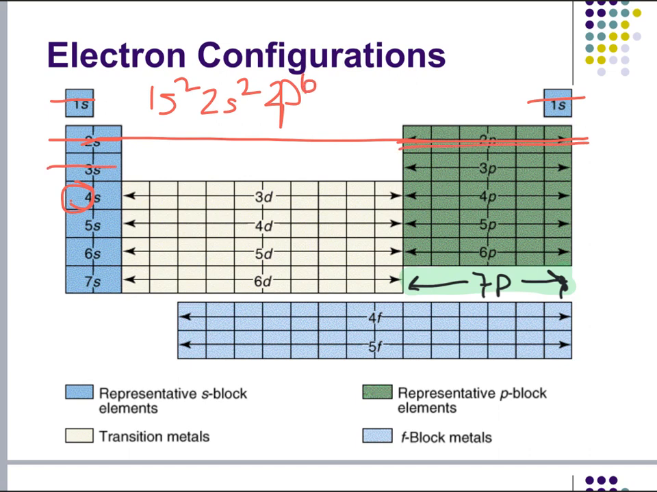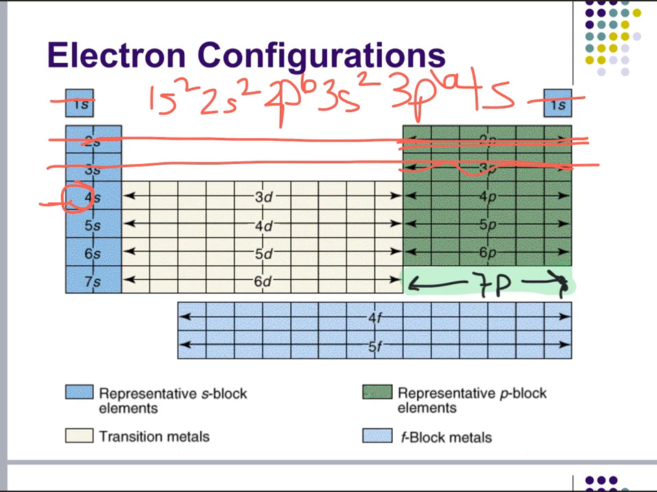Next row starts at 3s and I'm going through both of the boxes. Then I go across. Next is 3p, going through all 6 boxes. And then I'm going to start with my next row with the 4s. And be careful at the end. If I'm aiming for potassium, that's only the first box. So the electron configuration for potassium would be 1s2, 2s2, 2p6, 3s2, 3p6, 4s1. If I wanted to go to the next element, I can change this to 4s2.